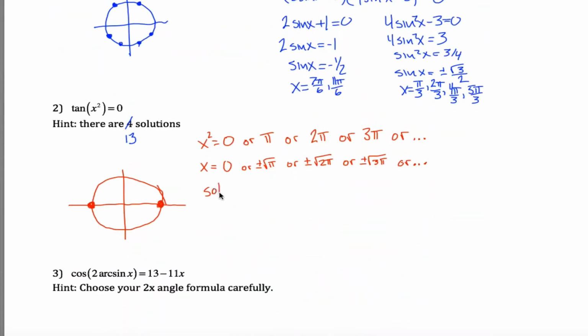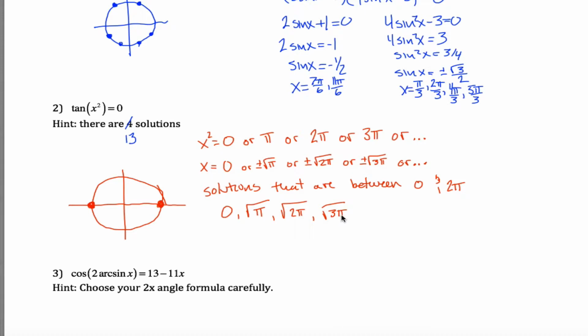So really the question is, which of these solutions are between 0 and 2 pi? Well, 0 is certainly between 0 and 2 pi. The positive square root of pi is between 0 and 2 pi, but the negative square root of pi is not because it's a negative number. And it turns out that the square root of 2 pi is also between 0 and 2 pi, as is the square root of 3 pi. And you're like, wait, slow down.